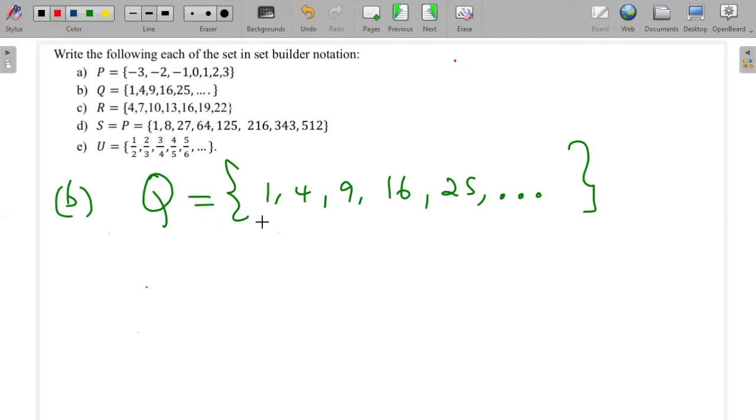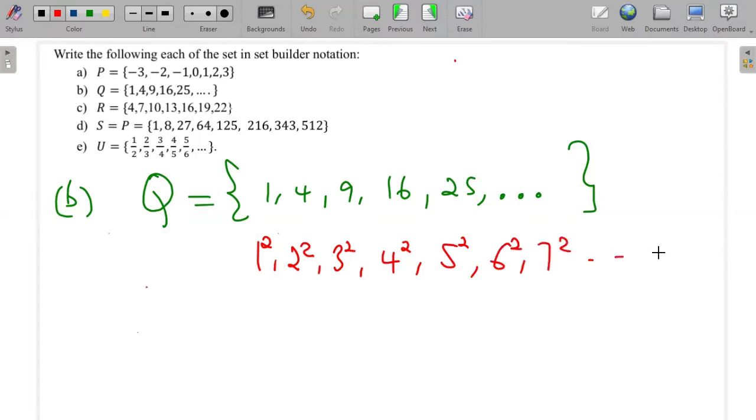What we can notice is that the first one here is simply 1 squared. The 4 is simply 2 squared. The 9 is simply 3 squared. The 16 is simply 4 squared. This is simply 5 squared, comma. Meaning the next one would have been 6 squared, right? 7 squared, and so on.